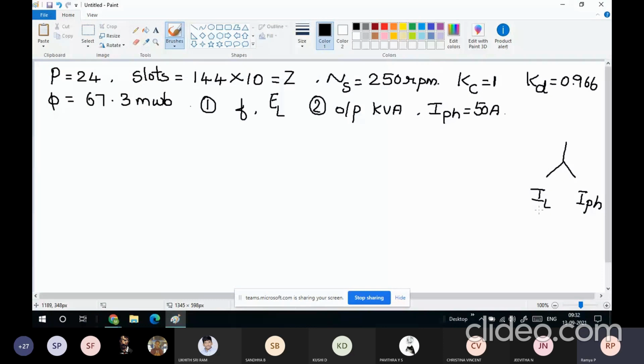What is the relation? They have given the phase current here. Can you give me the relation between the phase current and line current in the star connection system? Whether it will be IL equals √3 times I phase, or IL equals I phase in the star connection. Yes, it is IL equals I phase. Whether it is a three-phase system or a single phase, the current will remain the same in the star connected system. Hence this you have done.